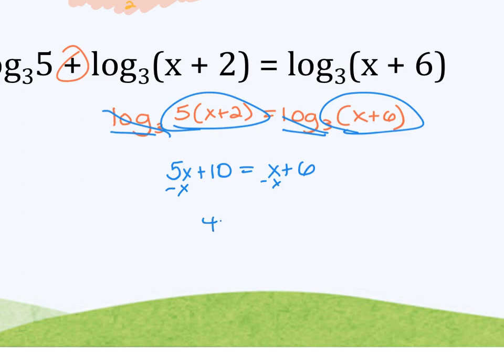Subtracting the 4x, right? And then subtracting the 10. And I get negative 4, and then divide by 4. And I get x equals negative 1. Now, I don't rule it out because it's negative.